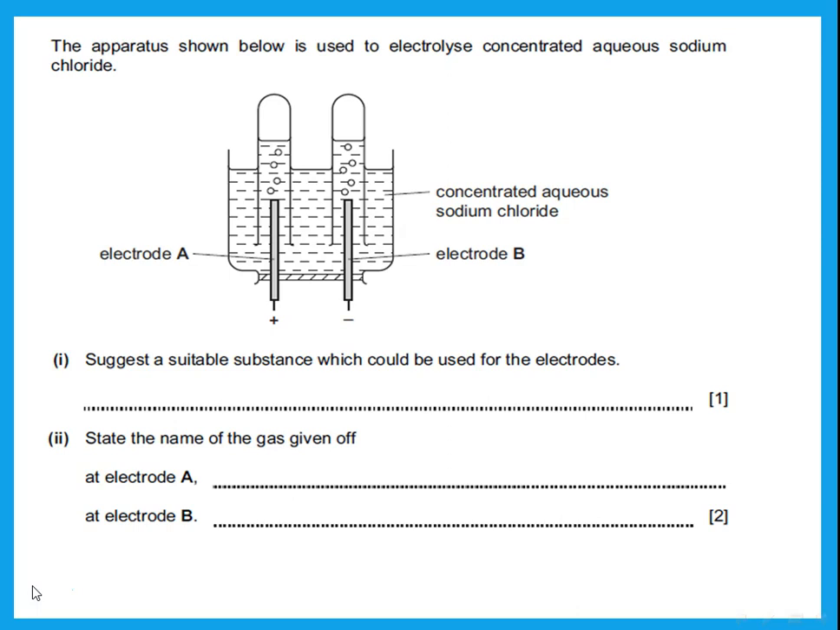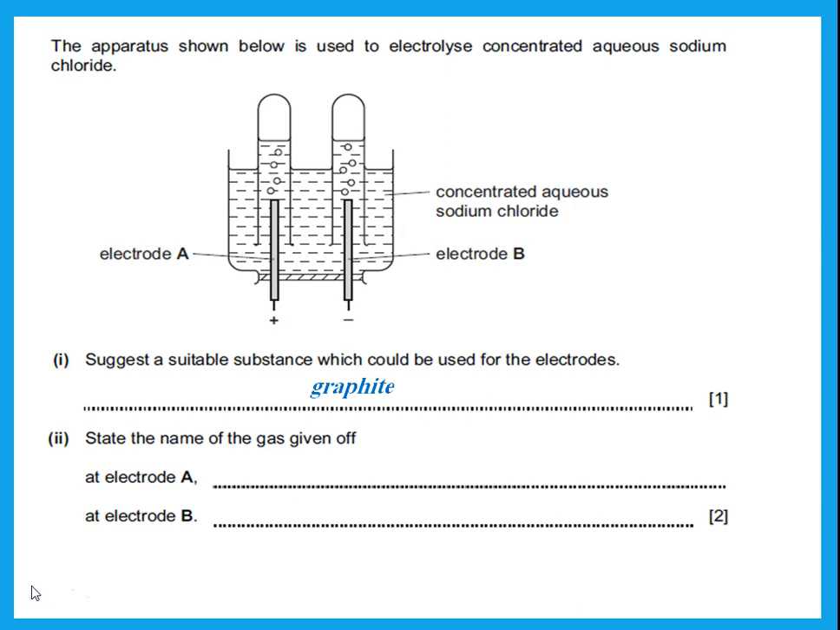Okay, the apparatus shown below is used to electrolyze concentrated aqueous sodium chloride. So he's doing what? Concentrated aqueous sodium chloride. So just a suitable substance which could be used for the electrodes. Again, here he's saying substance, so I can say graphite. Now, state the name of the gas given off at electrode A and electrode B. So I take a look.